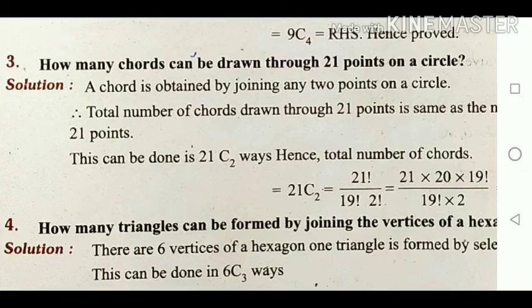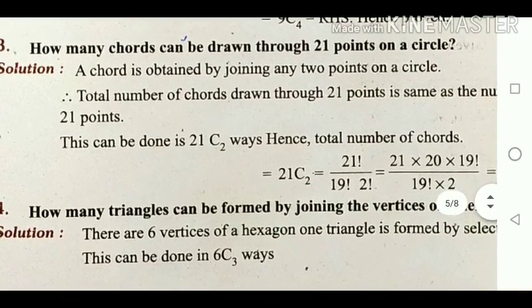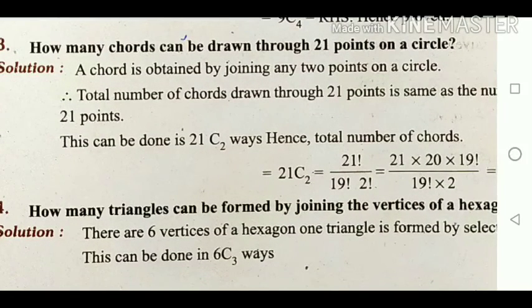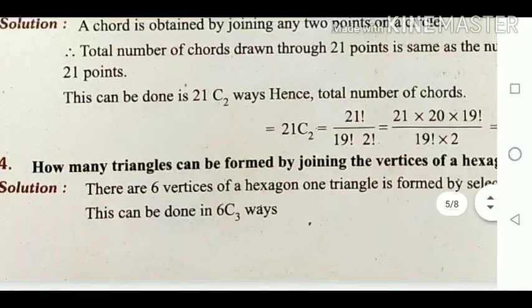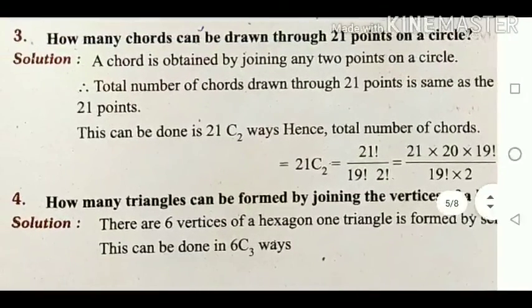So the total number of chords drawn through 21 points: there are 21 points, and by using these 21 points I am drawing chords. That is, I am drawing 1 chord by using 2 points among these 21 points. Therefore the total is 21, and I am taking only 2 points. Therefore 21C2 ways. Hence, the total number of chords equals 21C2 equals 21 factorial divided by 2 factorial into 19 factorial. That is, r is 2, and 21 minus 2 becomes 19 factorial, that is n minus r.